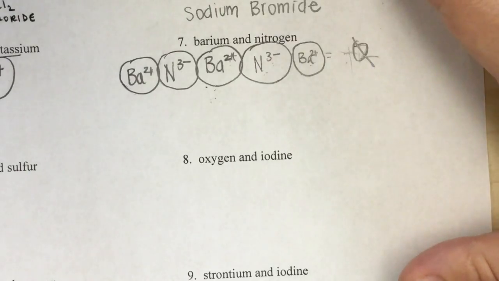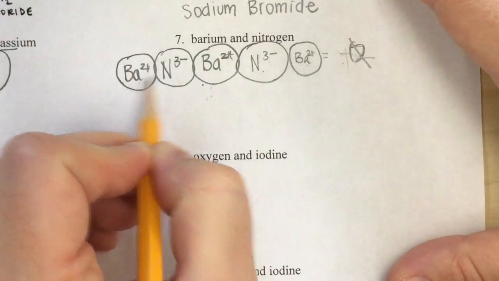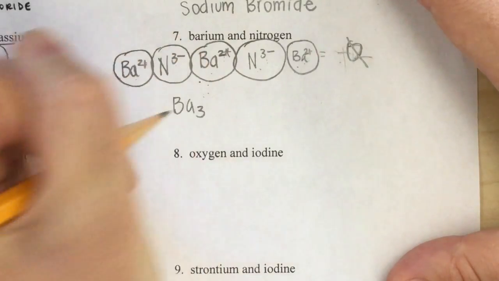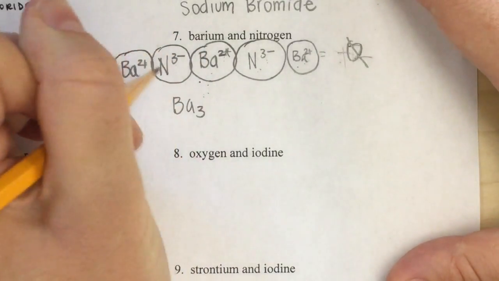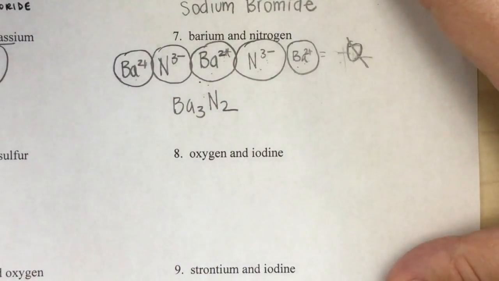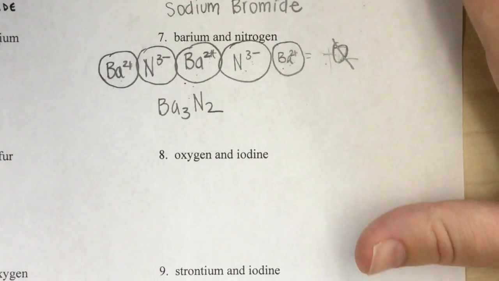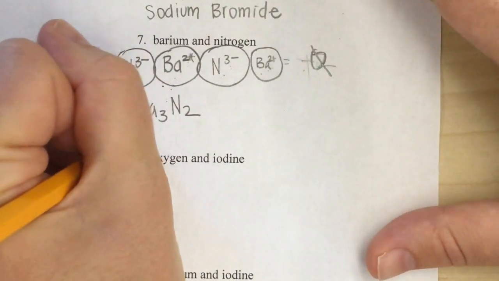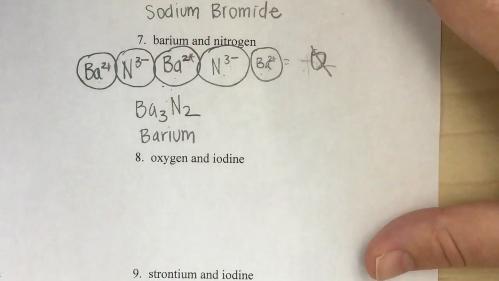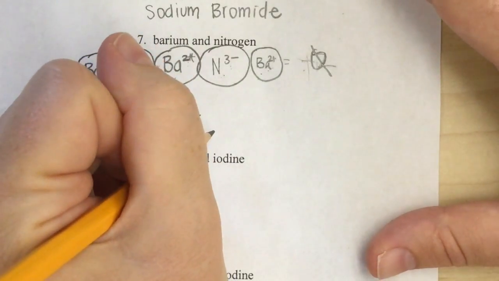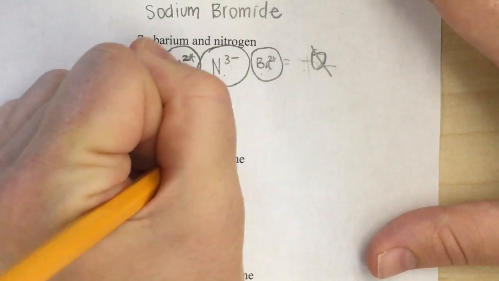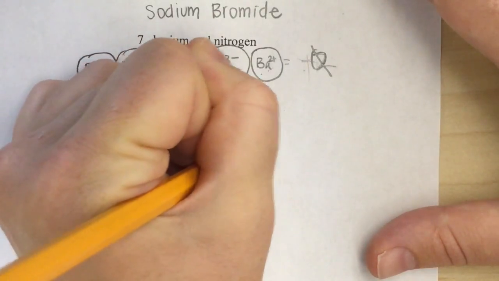And so if we write the formula, we count up how many bariums we have. 1, 2, 3. Ba3 as a subscript. And nitrogen, we have 2. And if we write it out, we have our metal first, barium. And then we have nitrogen, but we change the ending to "-ide". So we have barium nitride.